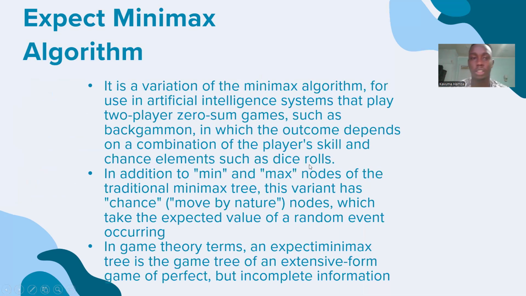Then this takes us to the expectiminimax algorithm. The expectiminimax algorithm is a variation of the minimax algorithm, but with chance. Here, artificial intelligence systems play two-player zero-sum games such as backgammon, in which the outcome depends on a player's skill and chance elements such as dice rolls. So in addition to min and max nodes, we add another variant, which is chance.